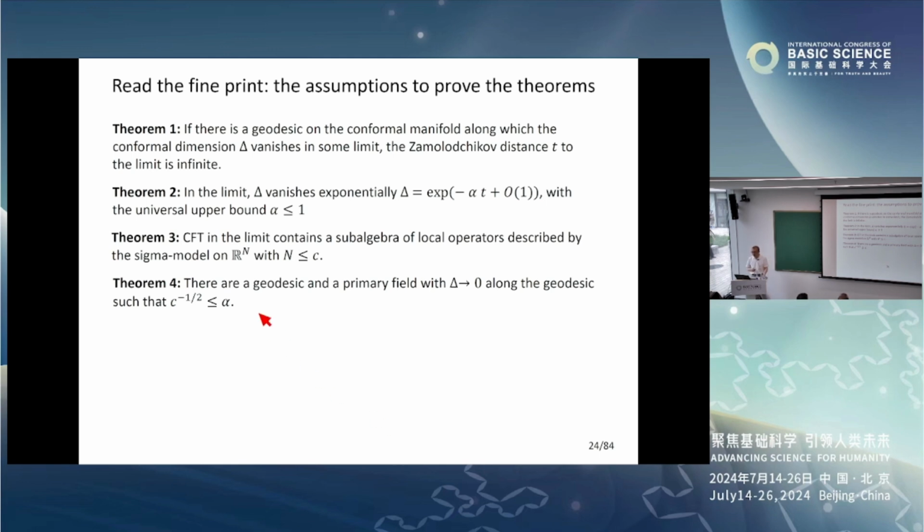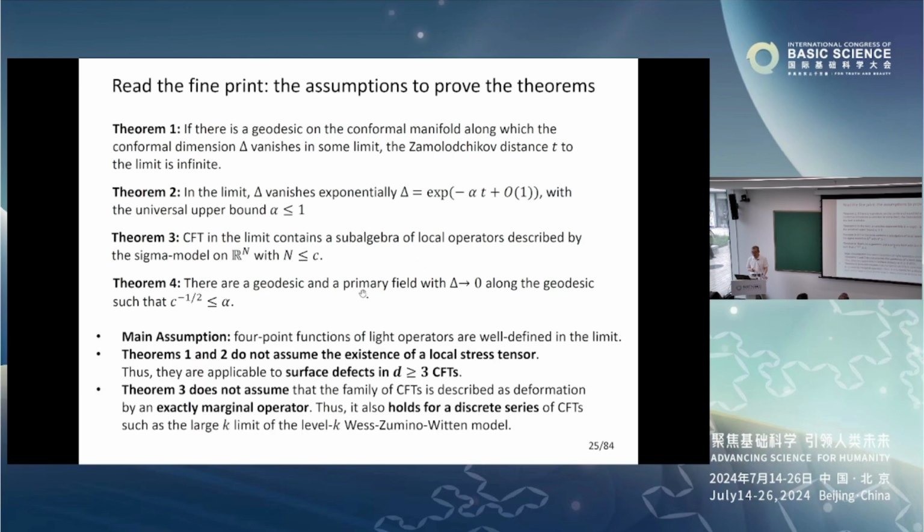But here in this slide, I spelled out the assumption that we made in proving this statement. Basically, the main assumption is that the 4-point function and the light operators are well defined in the limit. But some of the theorem can be proven under a weaker assumption. For example, the first 2 statements do not assume existence of a local stress tensor because we only use global conformal symmetry. So these can be easily generalizable to higher dimensions, I think.